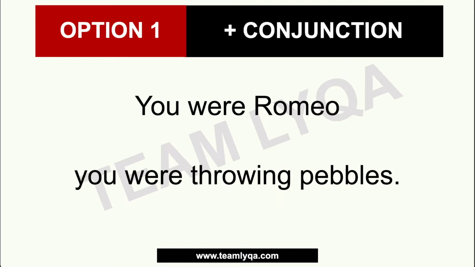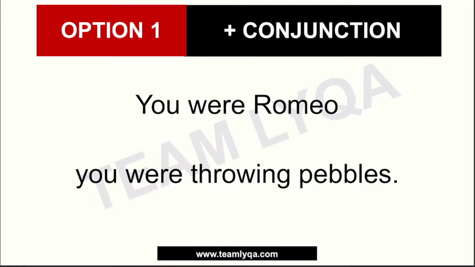So, yung example natin na you were Romeo, you were throwing pebbles. Dati, di ba, meron lang siyang isang comma right here, which makes it a run-on sentence or comma splice siya. So, kung gusto ko to i-correct, hindi ko siya iiwanan na comma lang. Dadagdagan ko siya ng conjunction. Now, dun sa fanboys, for, and, nor, but, or, yet, parang mas maganda kung and, kasi siya rin yun eh, di ba? You were Romeo and you were throwing pebbles.